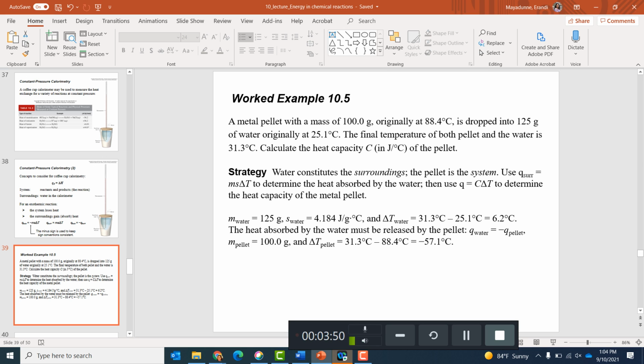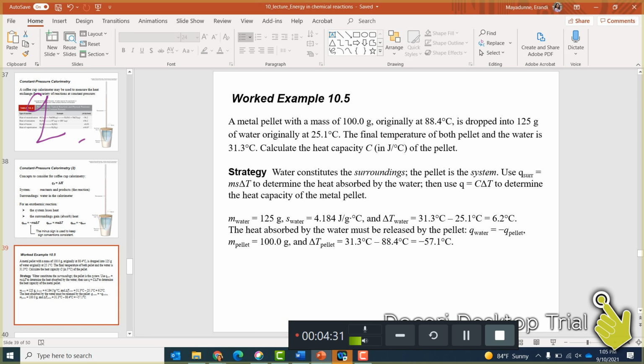Heat is always transferred from the higher temperature to the lower temperature. The metal pellet at 88.4 drops into the water and slowly loses its heat. So here the metal pellet is the system and water is the surrounding. The metal pellet loses heat, but water absorbs heat. So if I write the equation for the metal pellet, we have to find this.